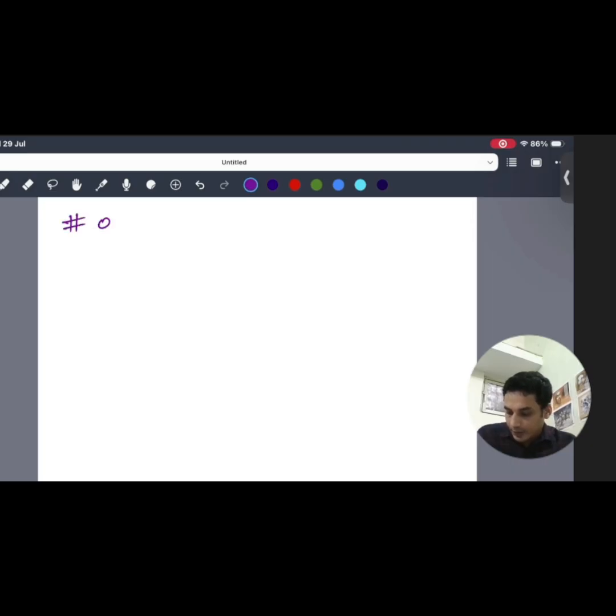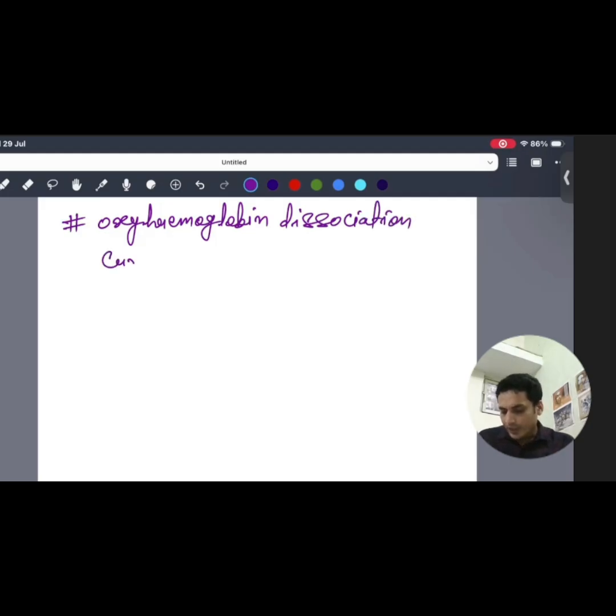Oxyhemoglobin dissociation curve. You can simply say oxygen dissociation curve.